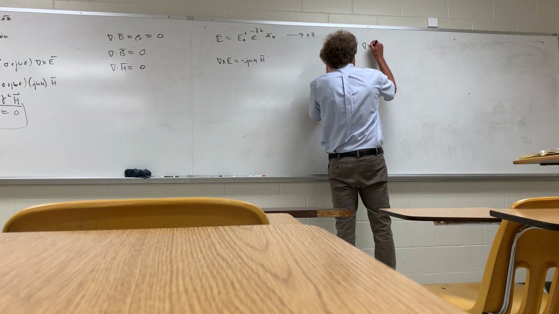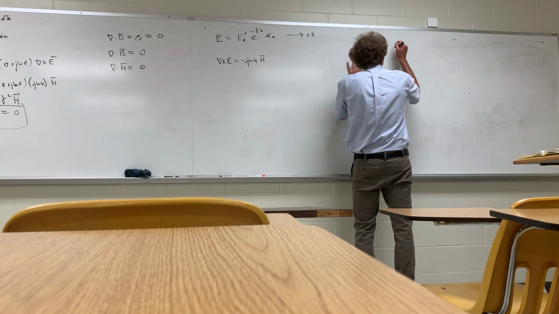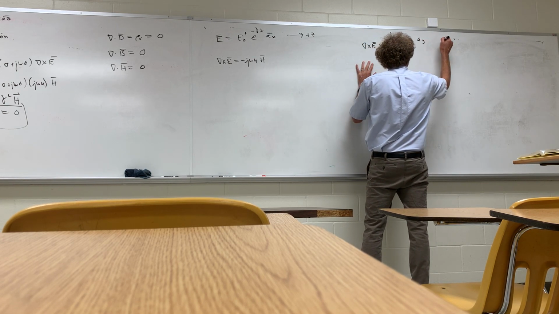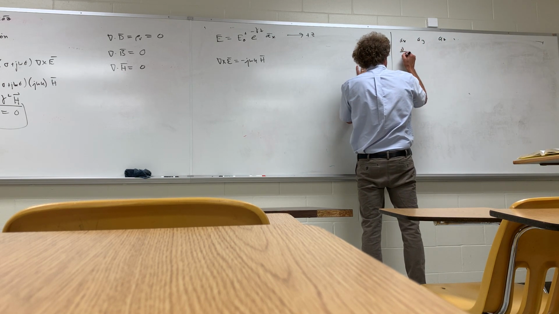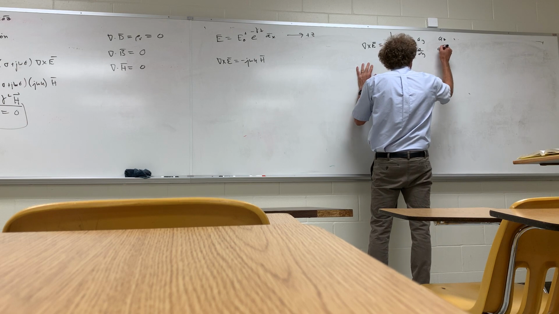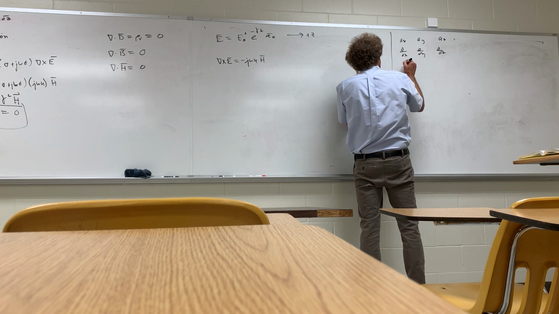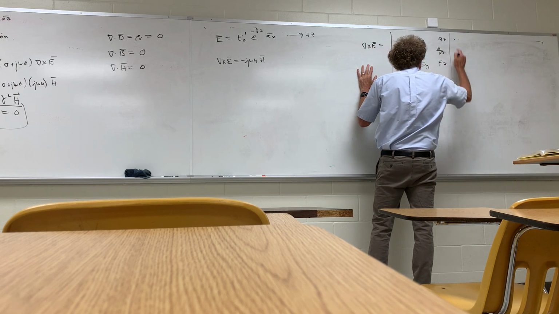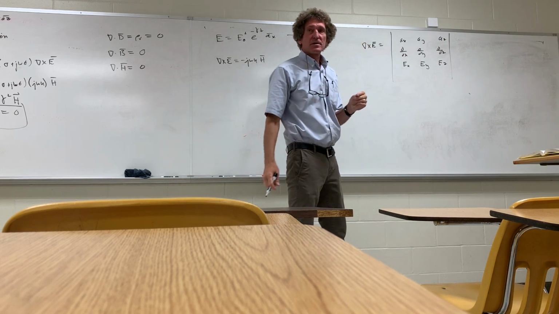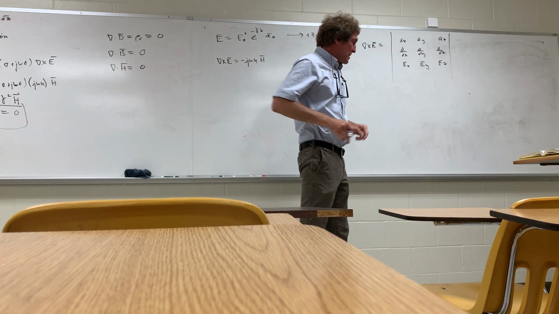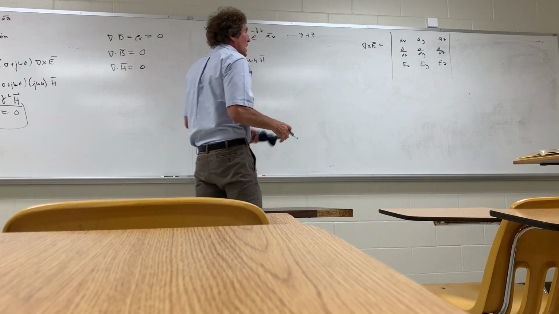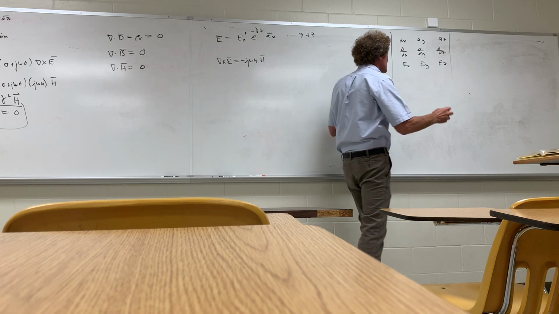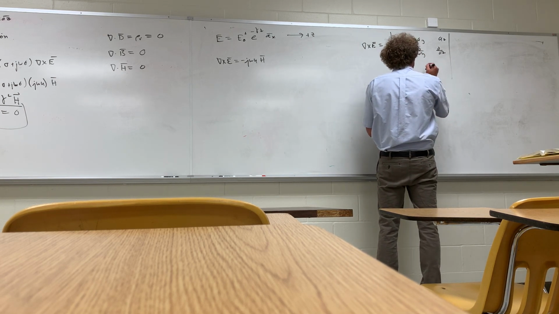When you take a look at curl of E, I like doing it in terms of a determinant. You put down a_x, a_y, a_z, then you put down the derivatives, d/dx, d/dy, d/dz, and then you put down the field quantities, E_x, E_y, E_z, and you execute the determinant. Y'all remember doing these things in linear algebra? Okay. I like doing it this way. I know the only field quantity I have is E_x, correct? I don't have any E_y or E_z, so I put zeros in.